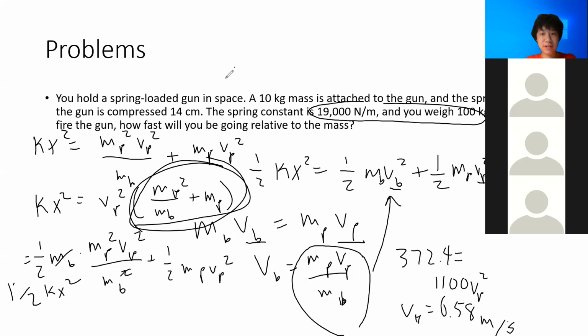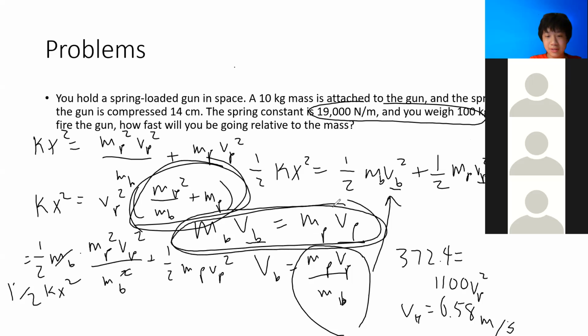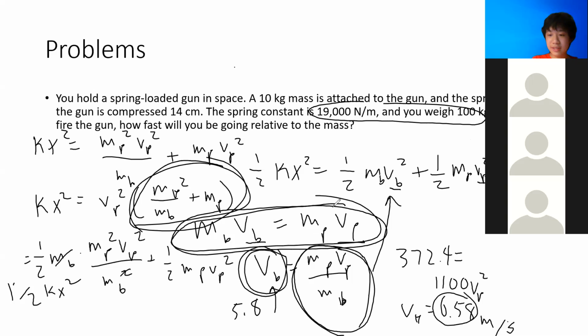All right, so now we can go back to our momentum equation here, buried beneath all our work. Velocity of the ball equals mass of person times velocity of person over mass of ball. So then we can find the velocity of the ball from this equation. 100 times 0.58 over 10, 5.8. So the velocity of the ball is 5.8 meters per second. The velocity of you is 0.58. If you add those together, 0.58 plus 5.8, 6.38 meters per second. And that is the answer.